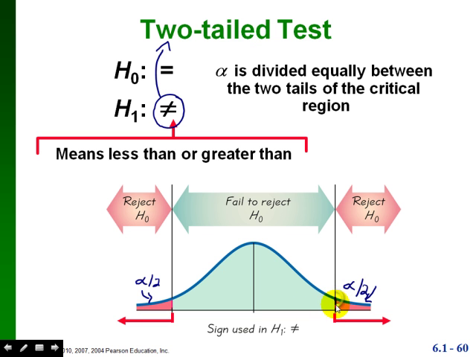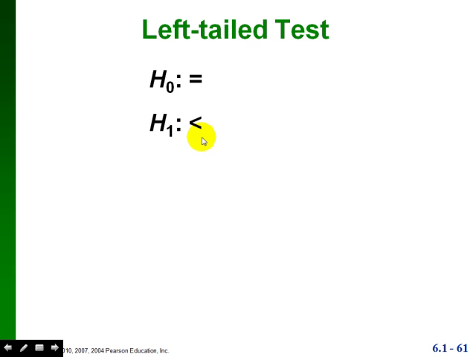So these two parts where we have the alpha over 2 in the two tails are going to be our critical regions. And what that means is that if our test statistic is in one of these two regions, then our conclusion will be to reject the null hypothesis. On the other hand, if it's in the middle between those two, then our conclusion will be fail to reject the null hypothesis.